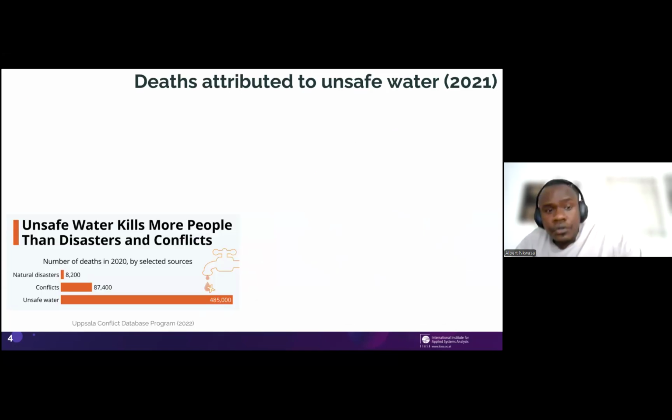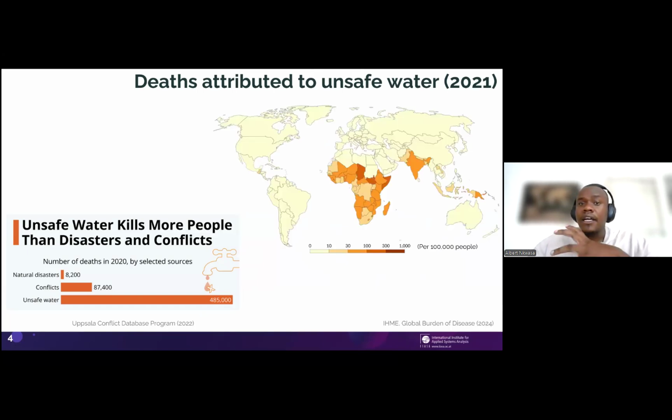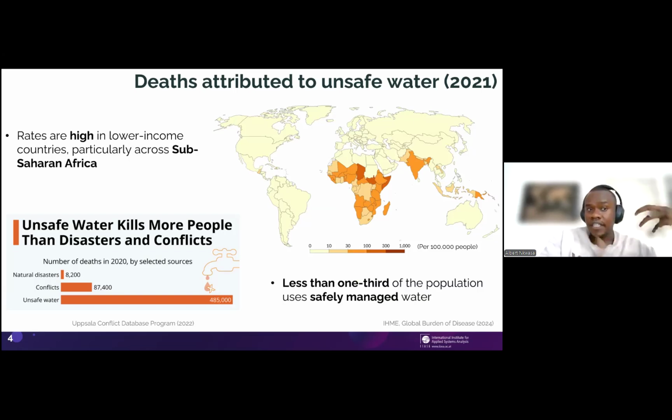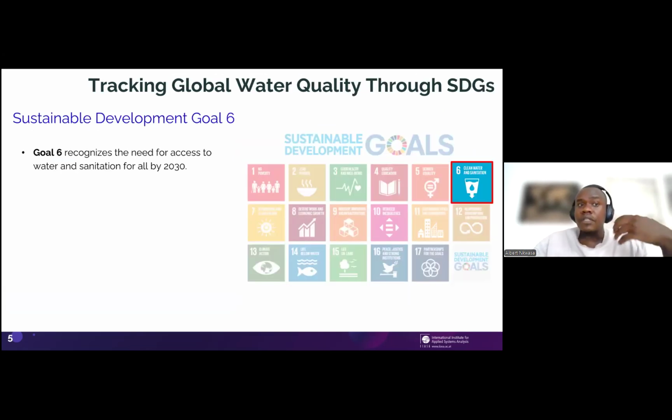According to the Uppsala Conflict Data Program, unsafe water kills more people than disasters and conflicts combined. When we look at the geographical spread of deaths attributed to unsafe water, we see these rates are higher in low-income countries, particularly across sub-Saharan Africa, where less than one third of the population uses safely managed water. The way we track this water quality mostly is through the SDGs, Sustainable Development Goal 6, which recognizes the need for access to water and sanitation for all.